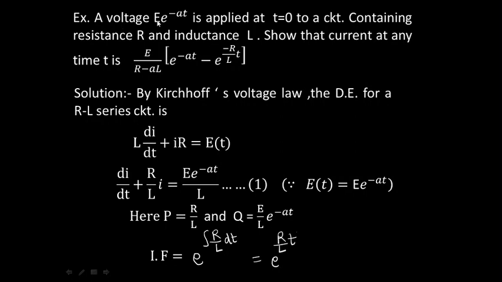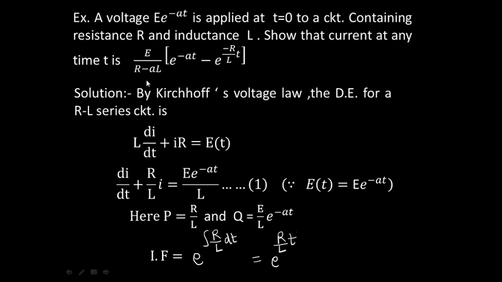That is a voltage E times e raised to power minus at. So remember, as I told you in the beginning, that voltage can be a constant supply or it can be a variable. Here it is given as a variable, a function of time t, applied at t equal to 0 to a circuit containing resistance R and inductance L. Show that the current at any time t is E upon R minus AL times this expression.